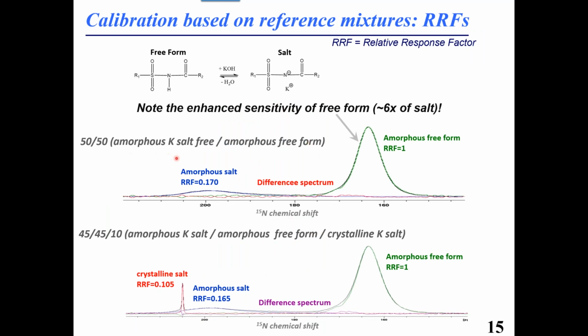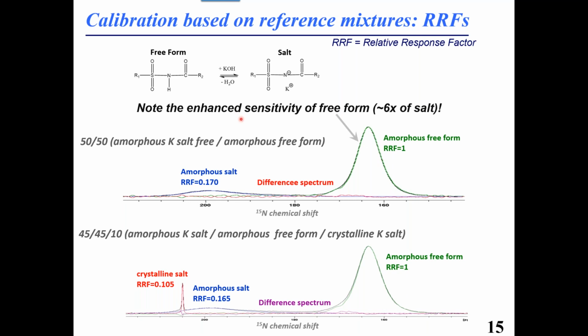I'm showing two of these calibration mixtures: a 50-50 mixture of both amorphous forms, and 45-45-10, with the 10 being the crystalline salt. Basically what we did is integrate the area under the peak of the amorphous free form as well as the salt in the mixture. The interesting thing you can notice is that even though this is a 50-50 mixture, the areas under the curves are very different. The amorphous salt one is about 6 times smaller than that of the free form.